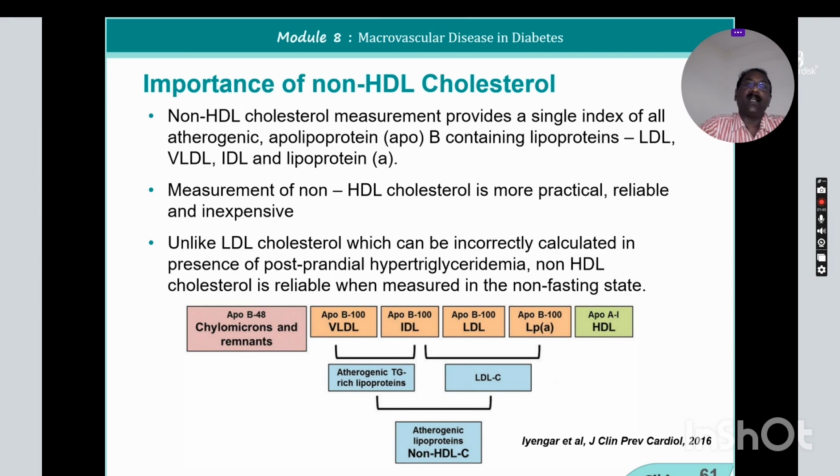So depending on the LDL goal, your non-HDL cholesterol goal will vary. Suppose LDL goal is 100, non-HDL cholesterol will be 130. If your LDL goal is 70, the non-HDL cholesterol goal is 100. So you have to see it like that. You need not remember the VLDL. VLDL is obsolete, because VLDL is nothing but one-fifth of the triglycerides.